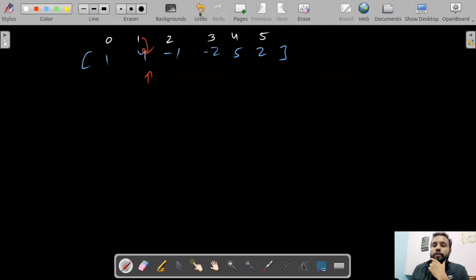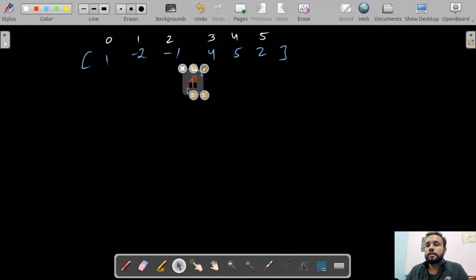Index 1 contains the value 4, it does not belong here, so let's swap -2 and 4. By this operation we confirmed that 4 is at its exact position. So, this index 1 contains a value less than 1. This -2 is less than 1, so in this case we are not going to touch it, we'll leave it as it is. Here also index 2 contains value -1, -1 is less than 1, we are not going to touch it.